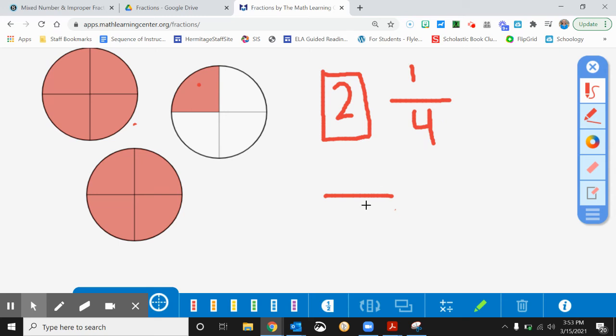For my improper fraction, I need to count how many fourths do I have. 1 copy of 1/4, 2 copies of 1/4, 3 copies of 1/4, 4 copies of 1/4, 5 copies of 1/4, 6 copies of 1/4, 7 copies of 1/4, 8 copies of 1/4, 9 copies of 1/4. So I have 9/4.